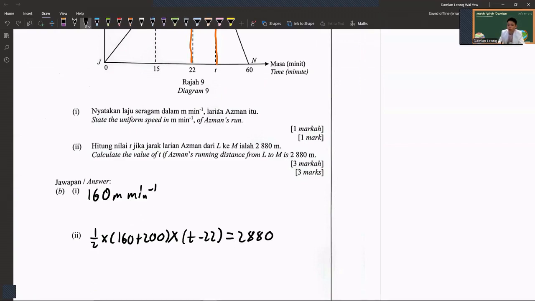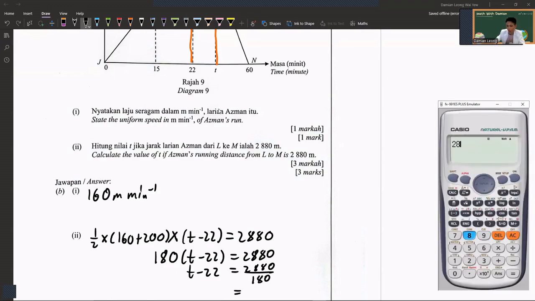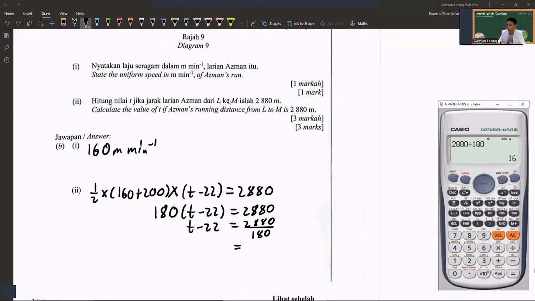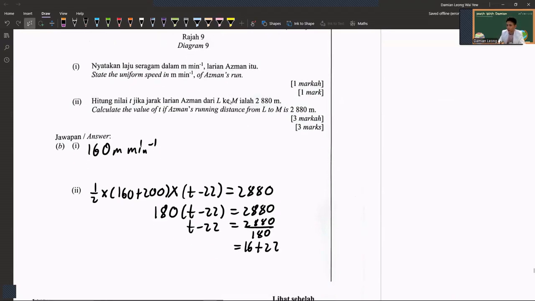Okay, so 360 means 180. 180 times t minus 22 equals 2880. T minus 22 is 2880 divided by 180, which is 16. Bring over 22, minus become plus. t would be 38. Yeah, that's for part B.